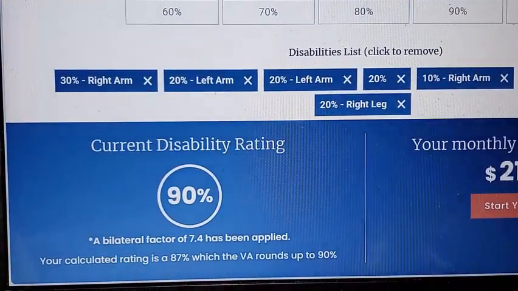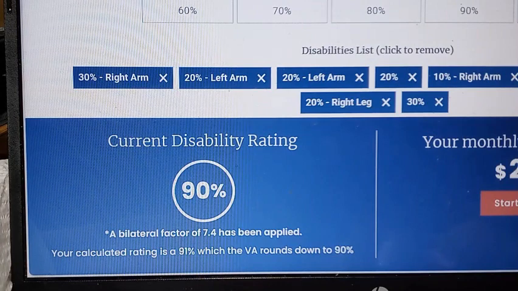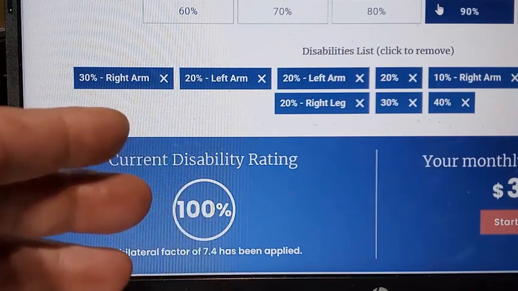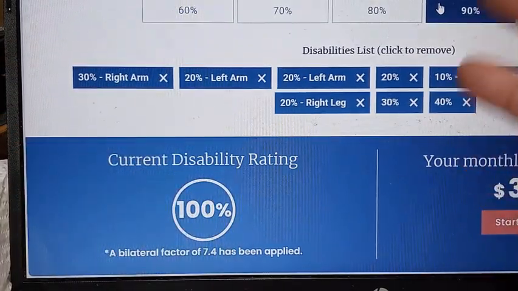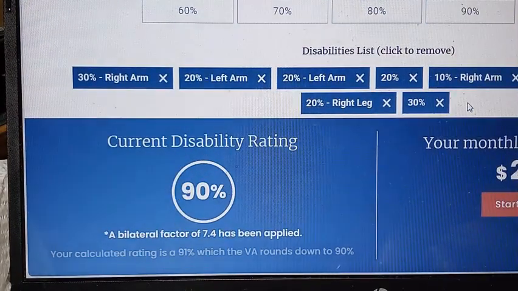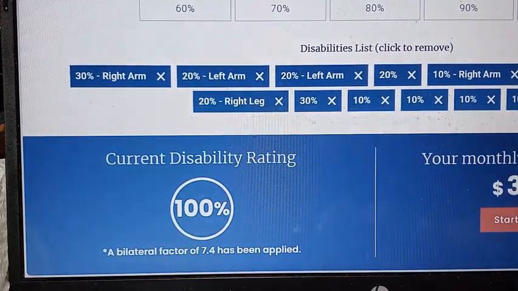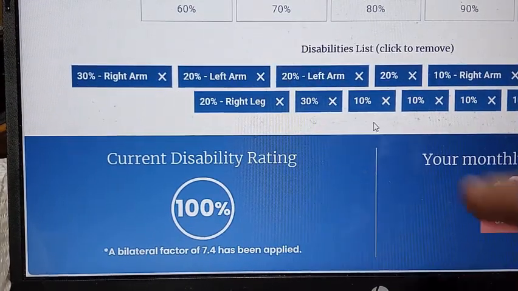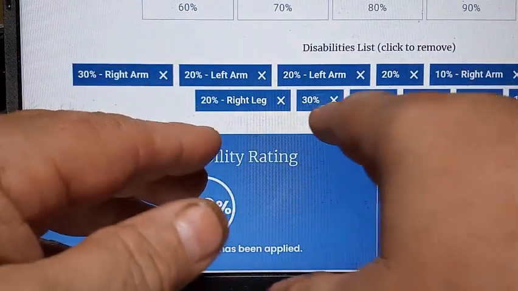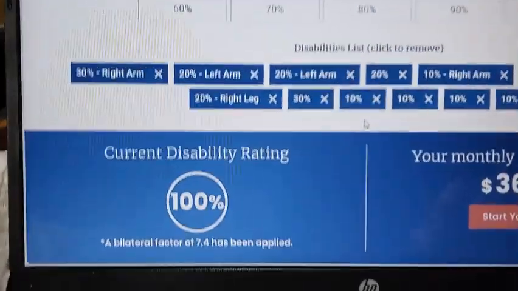And watch what happens when I add more things. 30% didn't do nothing. 40%. I would have to have something that was 40% disabled, or, let's say I keep on adding 10%, I would have to have 1, 2, 3, 40%. I would have to have an additional 70% in disabilities to reach that 100% goal.